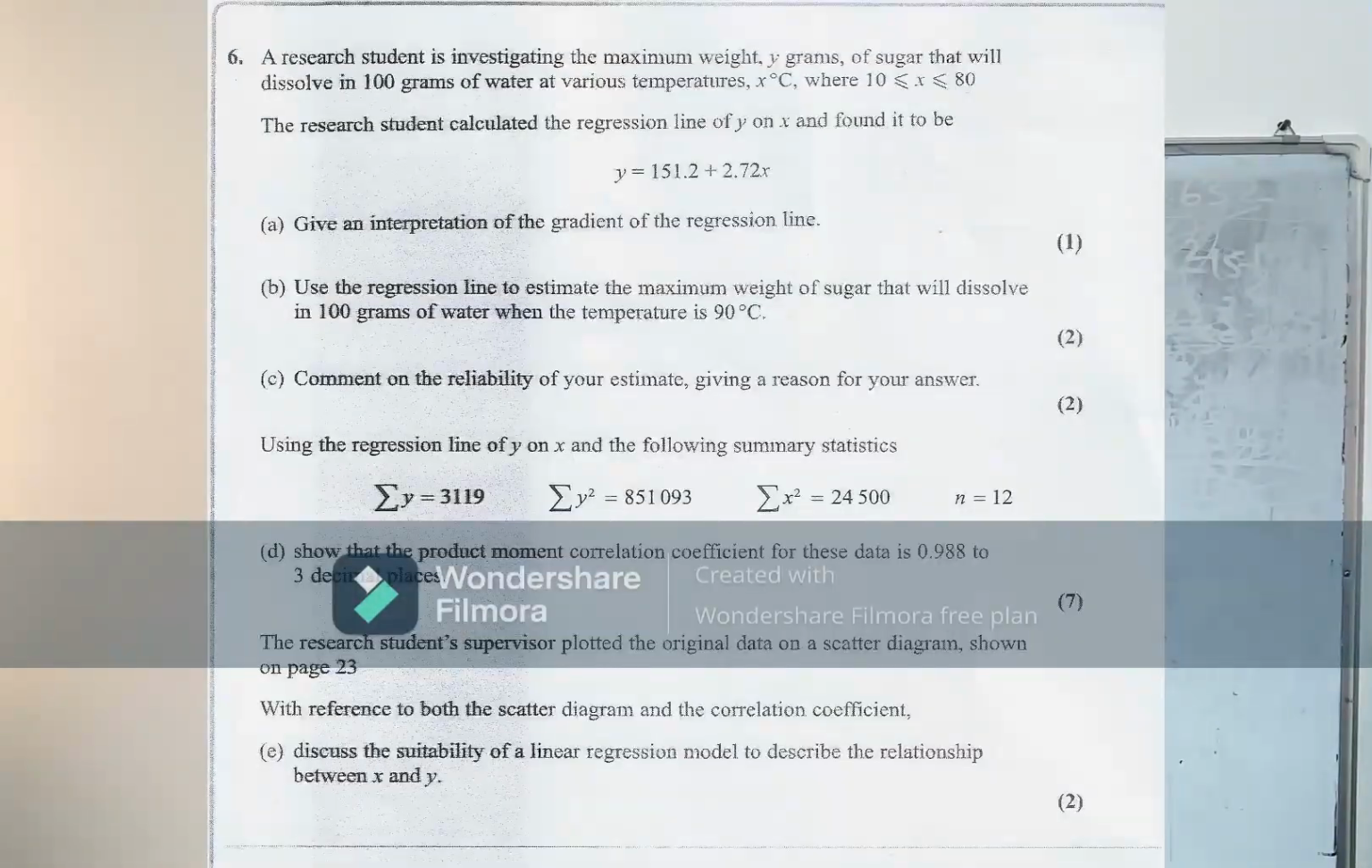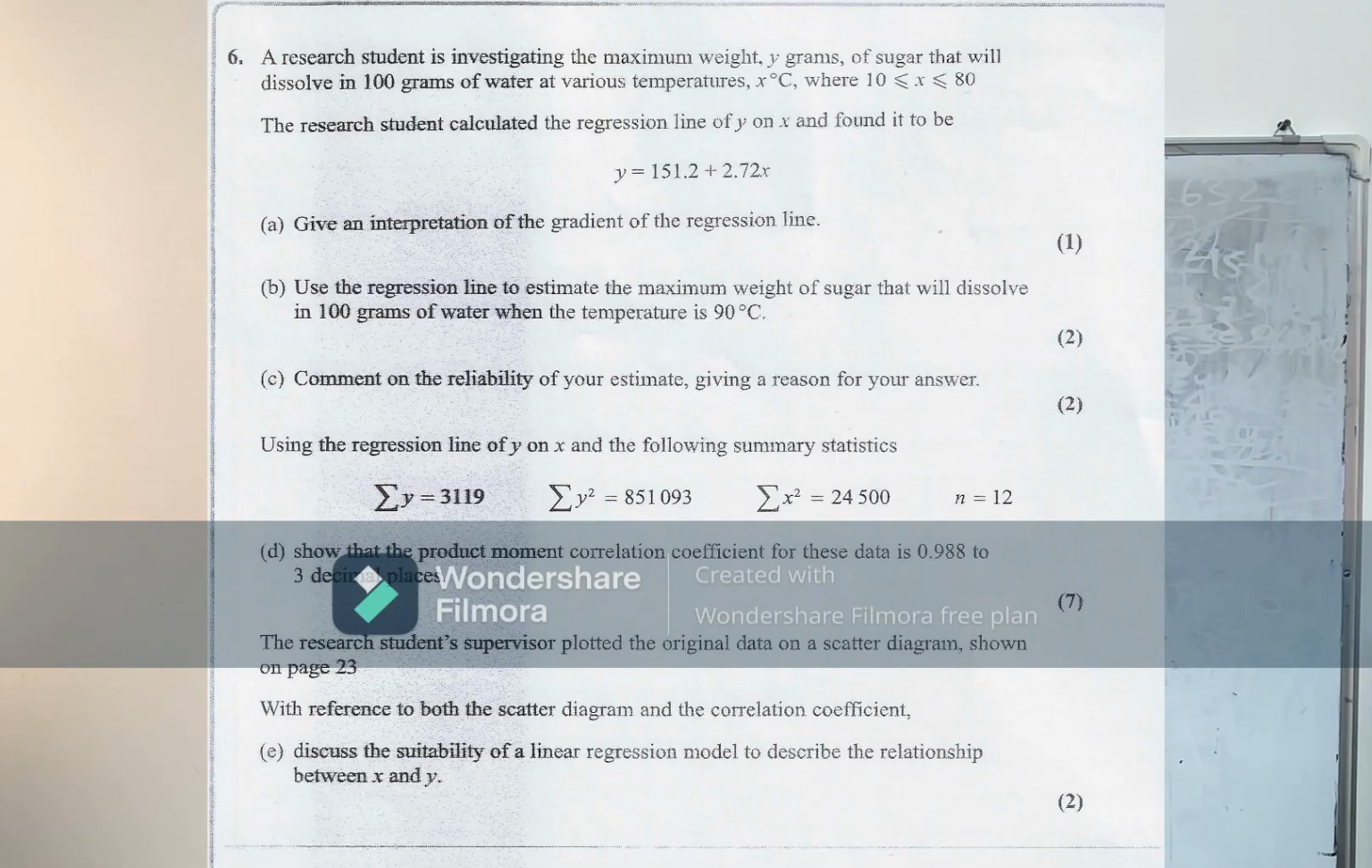A research student is investigating the maximum weight y grams of sugar that will dissolve in 100 grams of water at various temperatures x degrees, where x is greater than or equal to 10 and less than or equal to 80. The research student calculated the regression line of y on x and found it to be y equals 151.2 plus 2.72x. Okay.